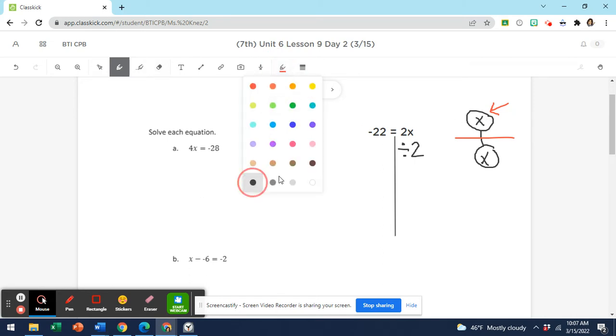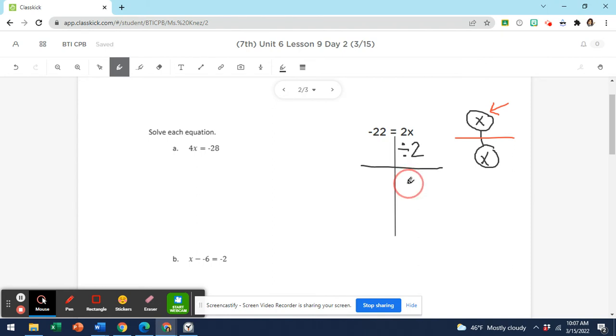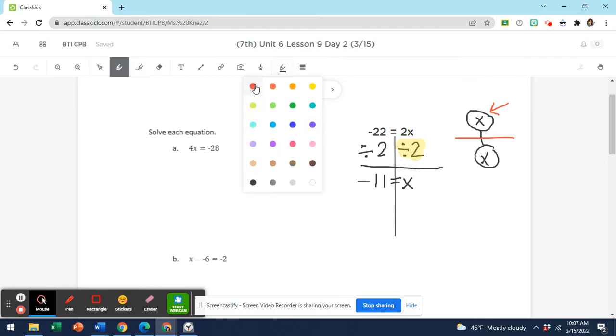And so in our problem, we know that we end up with x on the right side is equal to, and remember yesterday we talked about whatever you do on the left, you have to do on the right. Whatever you do on the right, you have to do on the left. And so we need to divide the other side by 2, negative 22 divided by 2. And so x is equal to negative 11.